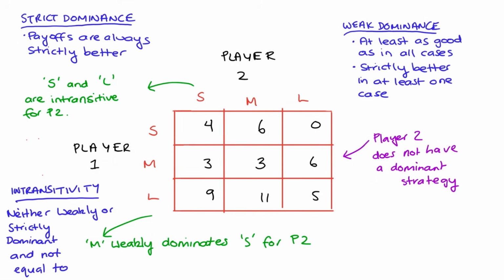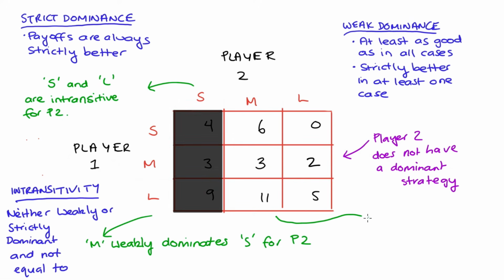Before I finish the video, I did want to show you another strict dominance, but just between 2 strategies. So let's change this 6 to 2. And if we focus on the relationship between M and L, I'll block out S. And hopefully it's clear to you that M is always strictly better than L. So 6 is bigger than 0, 3 is greater than 2, 11 is greater than 5. So if this were the case, we would say that M strictly dominates L for player 2.